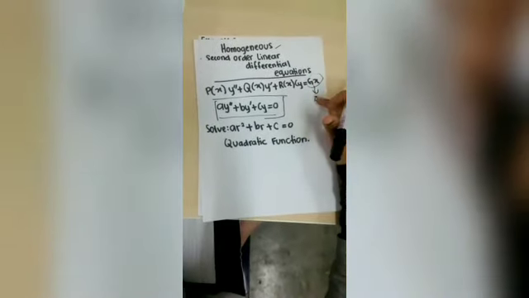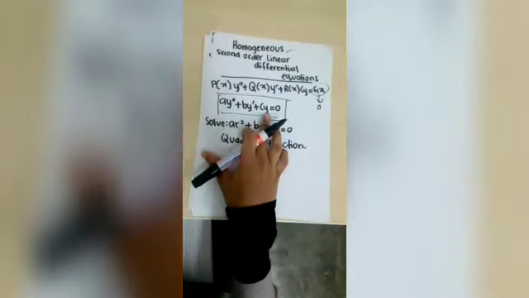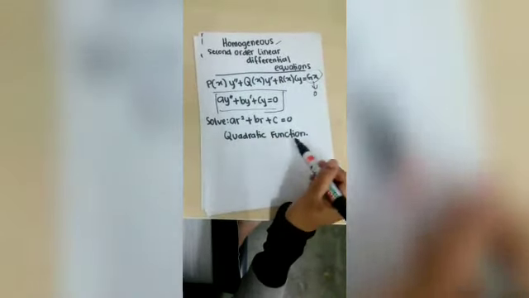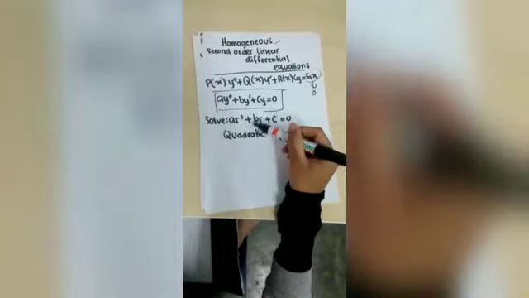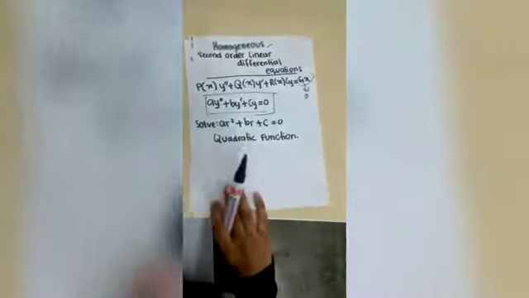Today I would like to explain the application of the homogeneous second order linear differential equation. This is the equation ay double prime plus by prime plus cy equals 0. To solve that, we use the quadratic function, converting this to ar squared plus br plus c equals 0. For a homogeneous second order linear differential equation, g(x) is always 0.